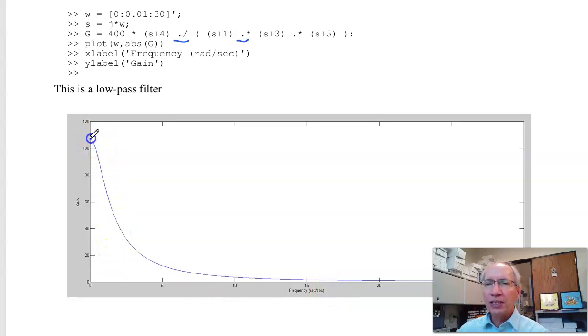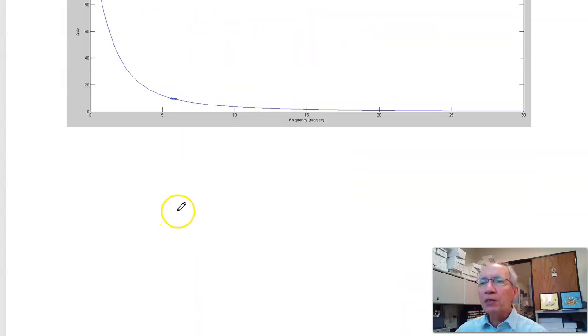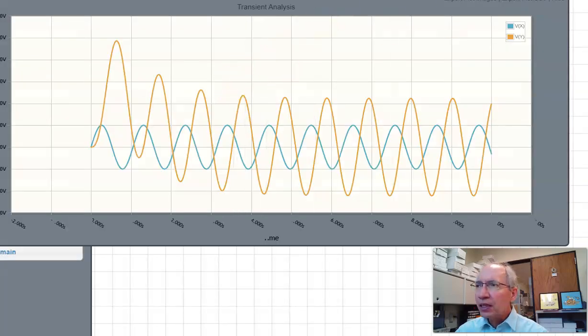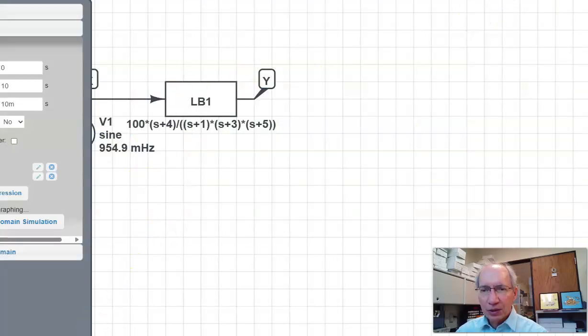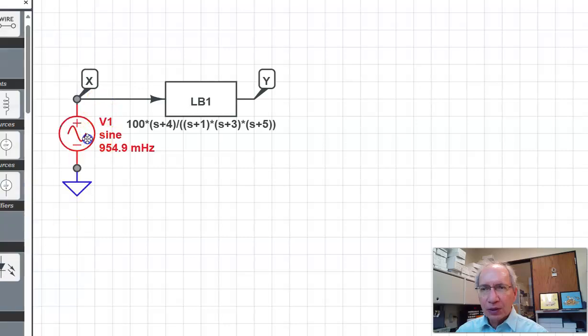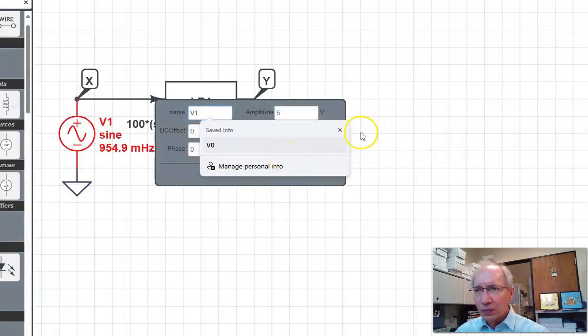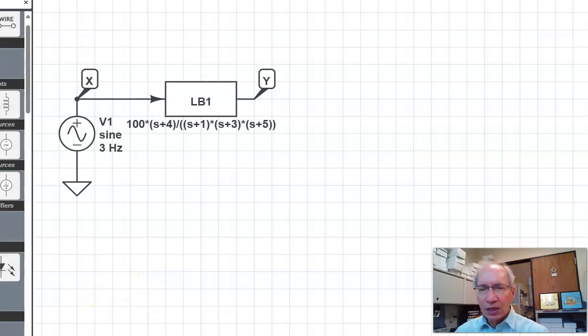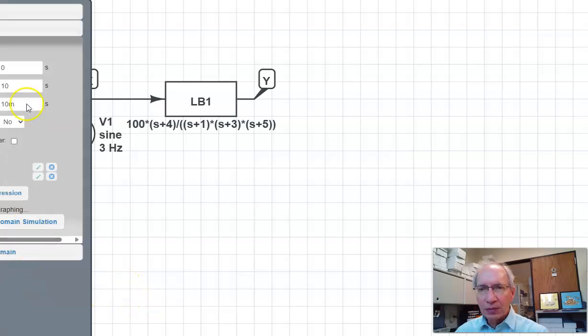So at DC, s equals 0, there's the gain. At 6 radians per second, here's the gain. And if I pick another frequency, like let's do 3 hertz, that's about 18 radians per second, gain ought to be really small. So let's go over to Circuit Lab. If the input was 3 hertz, and then run it.